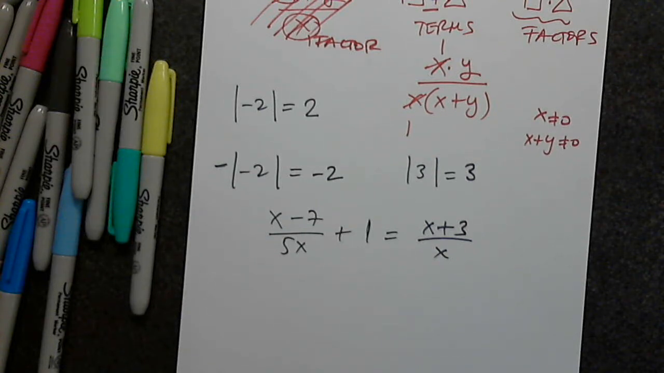X minus 7 over 5x plus 1. The 1 is outside of the fraction, correct? Equals x plus 3 over x. Correct? Perfect. First, I have to ask myself what type of equation it is. Linear? If I say linear, then I'm on the wrong track. Rational. Correct. So we have to identify it as a rational equation.